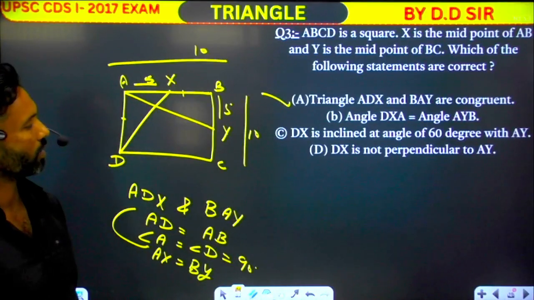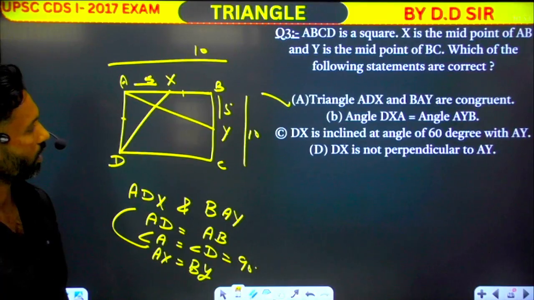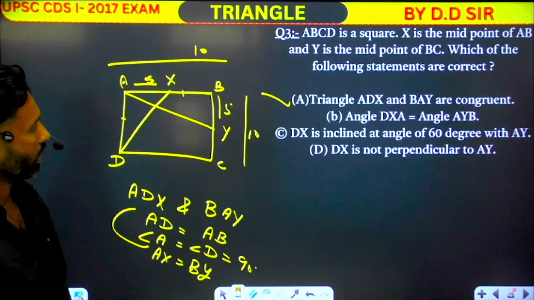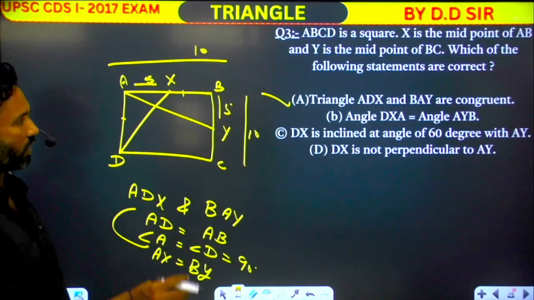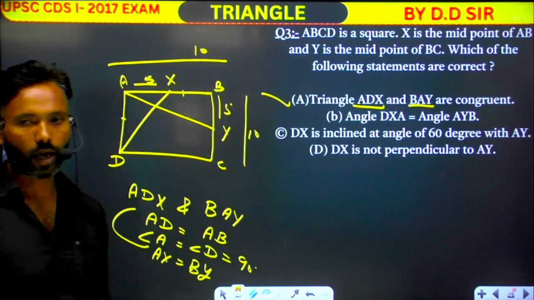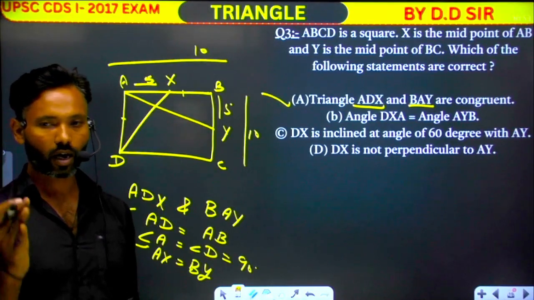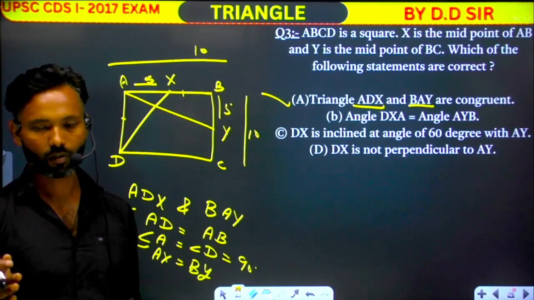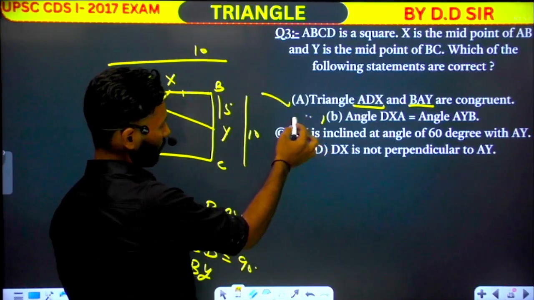Now we will discuss the second statement. And what does it say? Angle DXA is equal to angle ABY. When we have proved that these two triangles ADX and BAY are congruent, and you know very well the definition of congruent triangles: congruent triangles are those which are equal in each aspect. Sizes are equal and shapes are also equal, so angles will be equal. So you can say the second statement is also correct.